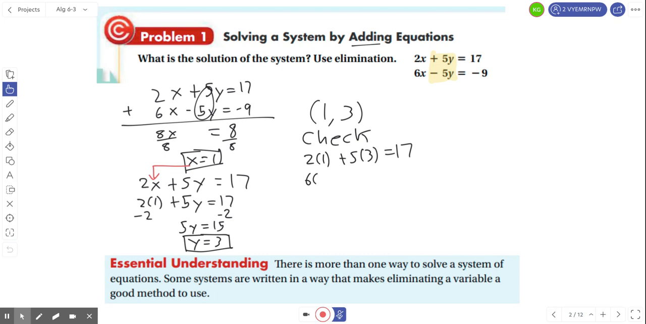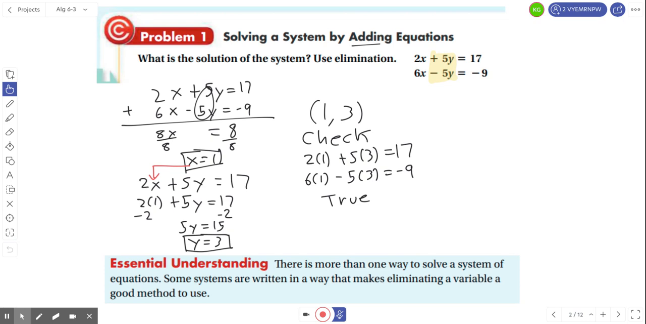And 6 times 1 minus 5 times 3, does that equal -9? Well, that would be like 6 plus -15, which does equal -9. So those are both true. So I know for sure that my answer is right. The point where those two lines cross is (1, 3).